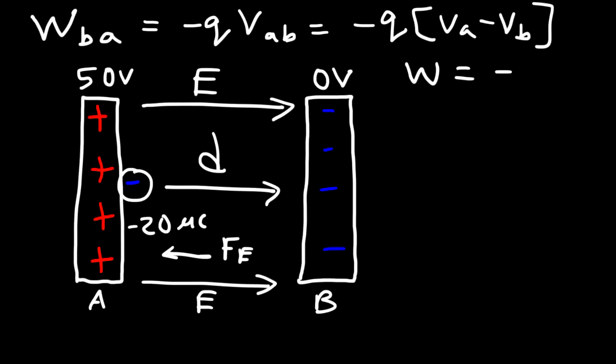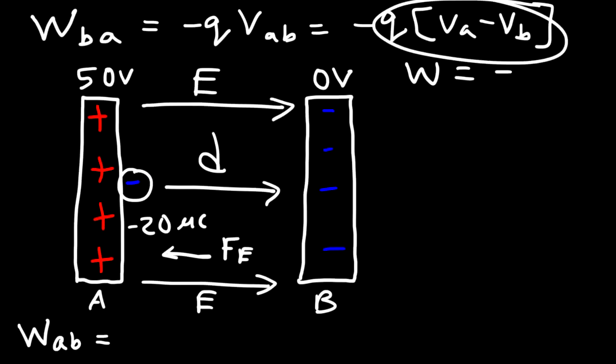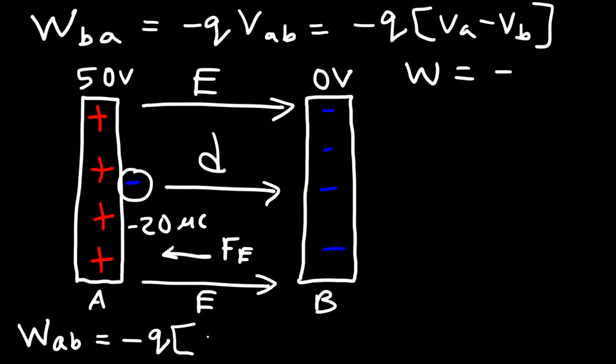Now let's see if we can quantify this answer. We're going from A to B and not B to A, so this equation is going to change. So we're going to say the work done on the charge going from A to B is equal to, and I'm going to focus on this portion of the equation, negative Q times the electric potential difference between point B and point A. VA is the electric potential at point A. VB is the electric potential at point B. But it's the difference in electric potential that really matters.